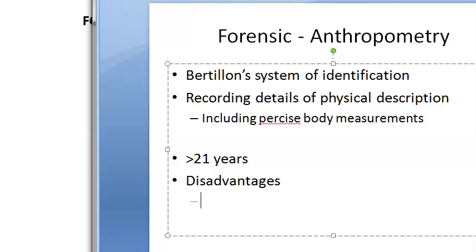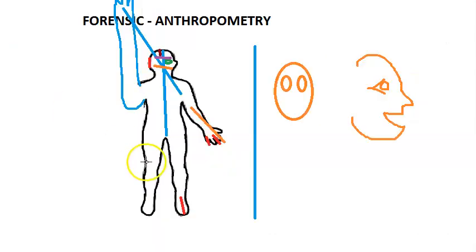So you need trained operators and proper instruments for measuring all this. All these standard things you write for anthropometry. Remember this diagram to write anthropometry 11 points.